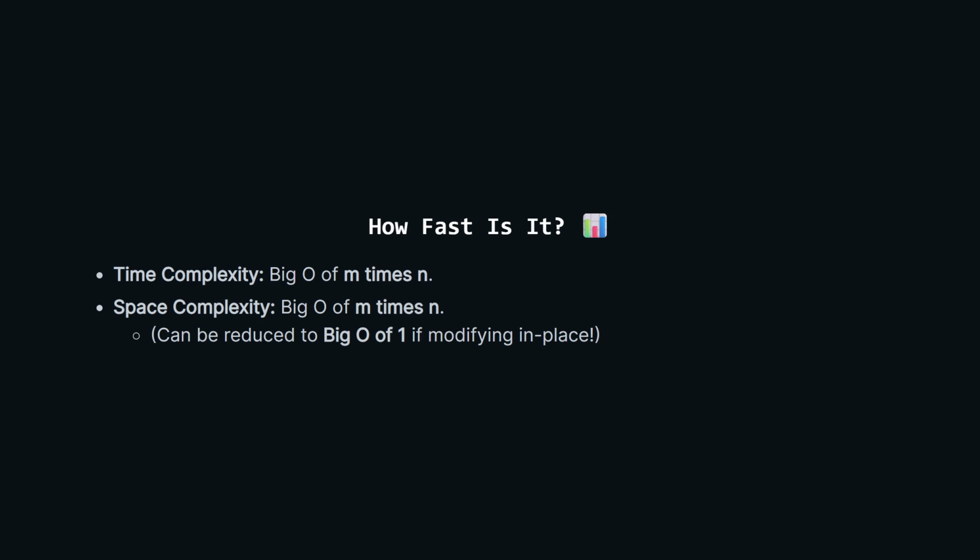In terms of performance, we visit every cell in the grid exactly once, so the time is proportional to the number of rows m times the number of columns n. Our extra memory is also proportional to the grid size, although if we were really clever, we could overwrite the original grid to save that space.